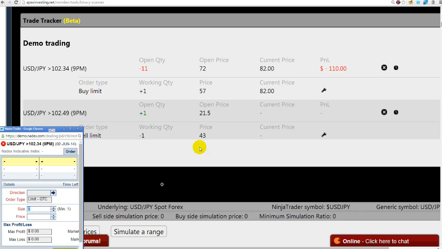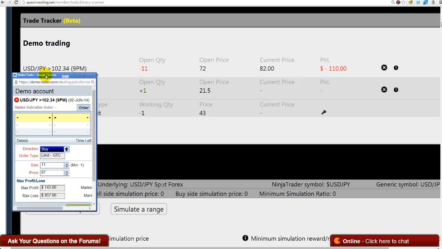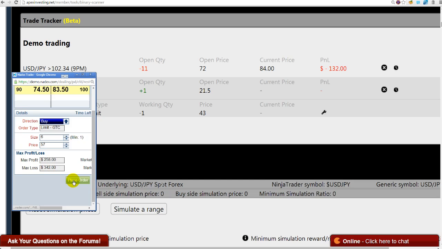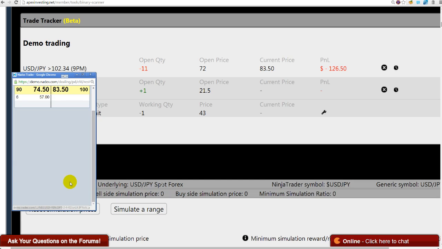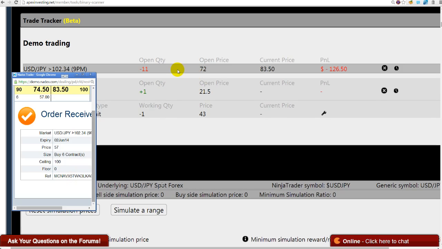Let's say I want to get out of 6 of these. I got 11 now, a nice little odd number. So I just want to get out of 6. I don't have to close all 11. I can just close out 6. I can buy back when it hits 57. Just change the size and hit place order. And now 6 of them will be working at 57.